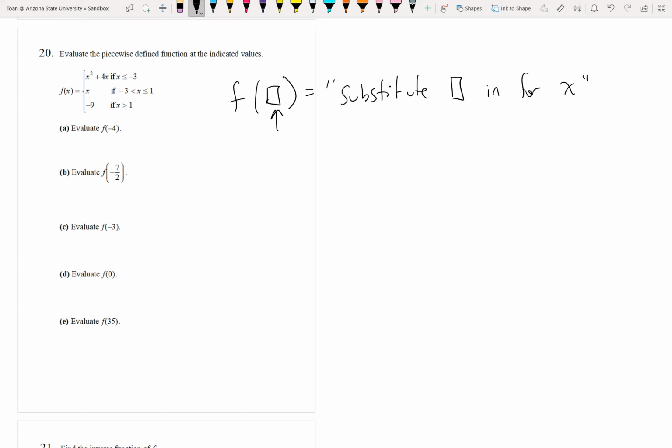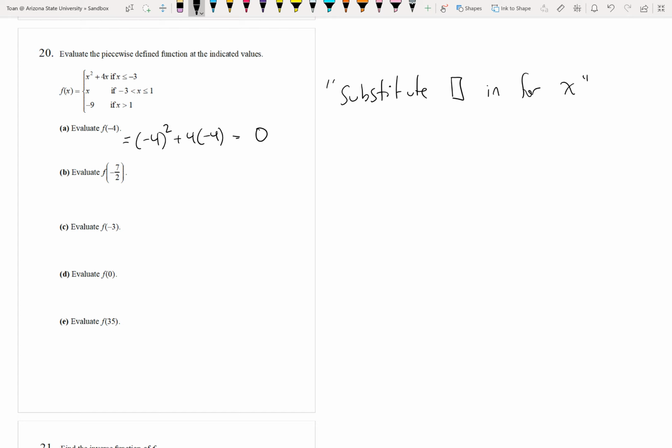So let's do letter A. Hopefully we can see that letter A is asking to substitute in at x equals -4. So you look at the domain restrictions and ask yourself, where would x equals -4 fit? Hopefully we can see that it fits in the first domain restriction. -4 is less than -3. So that means you're going to use the top function to plug in. So for letter A, plugging into the top function, -4 squared plus 4 times -4, you do some arithmetic, and that's going to give you 0. So the answer to letter A was 0.